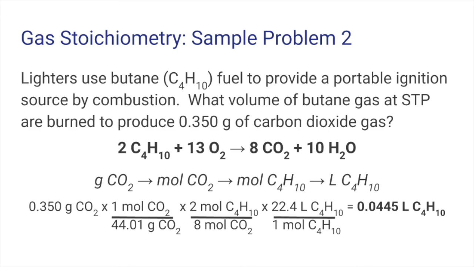If you don't remember that 22.4 liters of butane is equal to 1 mole of butane at STP, then you also could have used the ideal gas law instead. V would be the unknown, and n would be the result from the first two dimensional analysis conversion factors shown here.